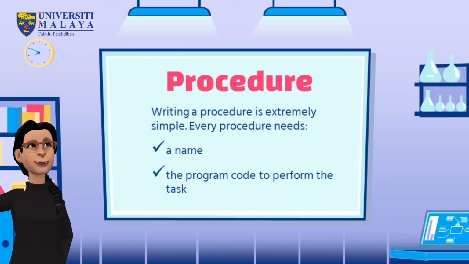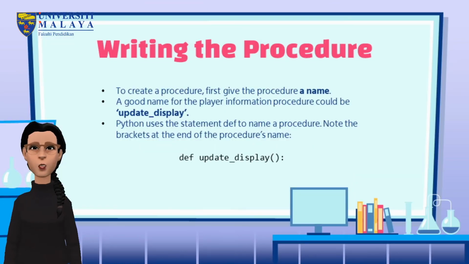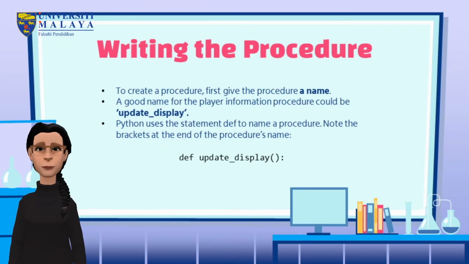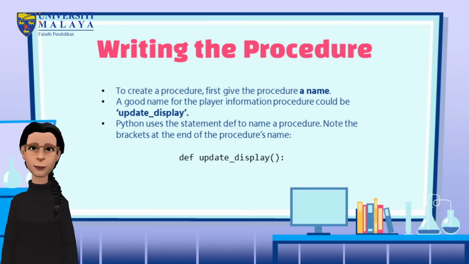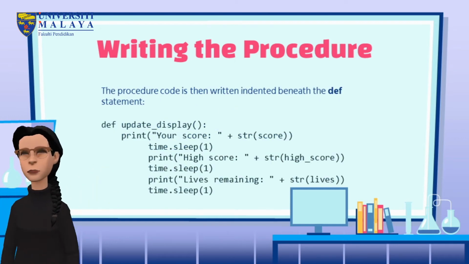Consider this excerpt from a Python game program which prints player information on the screen. To create a procedure, first give the procedure a name. A good name for the player information procedure could be update display. Python uses the statement def to name a procedure. The procedure code is then written indented beneath the def statement.